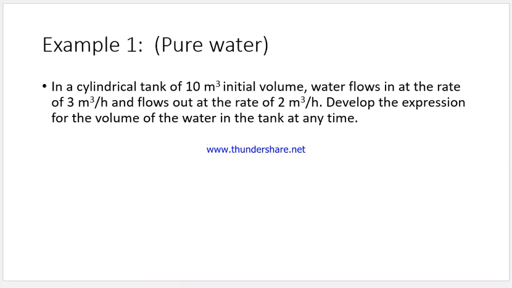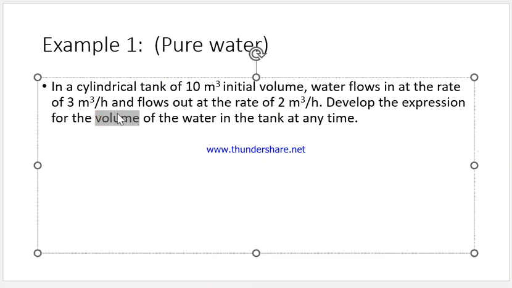So let's look at a simple application of this technique. In a cylindrical tank of 10 meter cube initial volume, water flows in at the rate of 3 meter cube per hour and flows out at the rate of 2 meter cube per hour. Develop the expression for the volume of the water in the tank at any time. So this is simply calling on the application of the conservation of mass. Because we are talking of volume, which is not conserved, but mass is the only parameter that is conserved, which we have to now relate to volume.